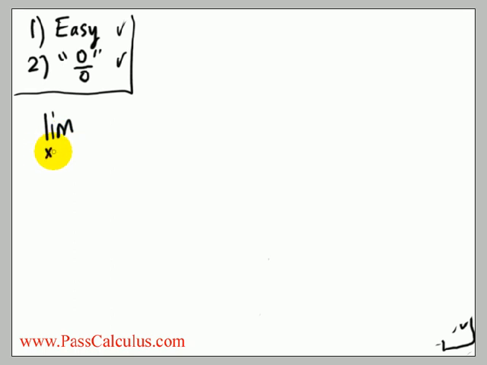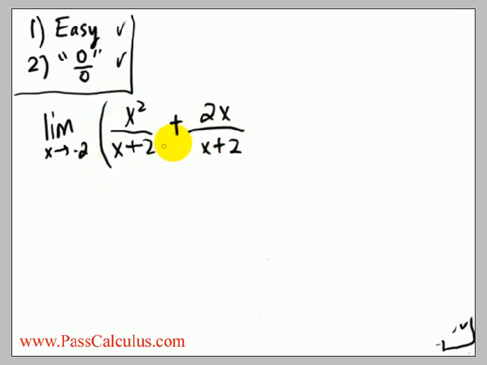The limit as x goes to -2 of x squared plus 2x over x plus 2. It's just another style of limit that I want to make sure you know how to handle. So this one here, it's kind of a fraction plus another fraction, right?